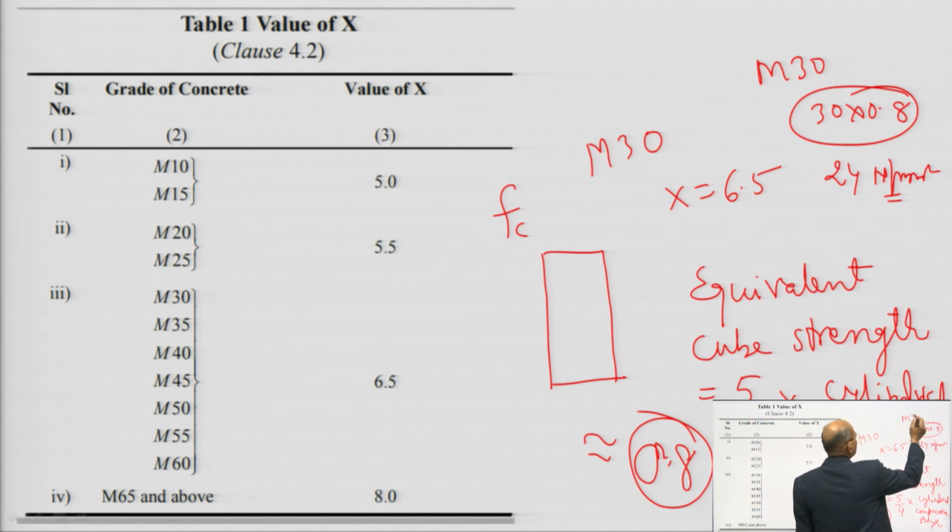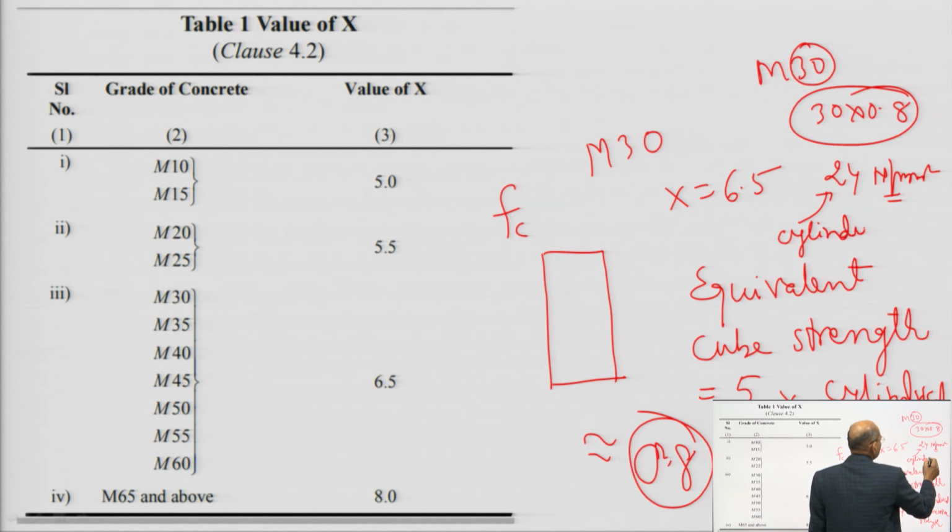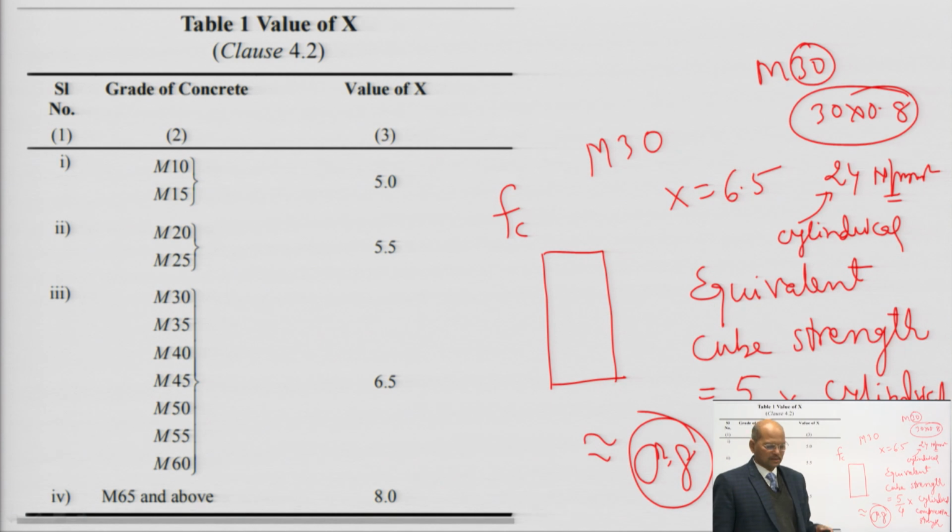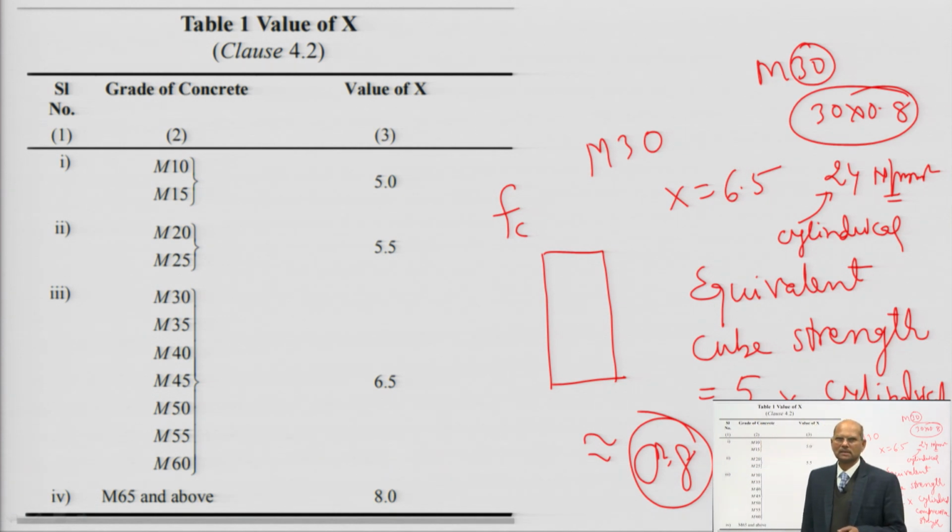Suppose this is a cylindrical strength, and suppose this is a cube strength. So the cylindrical strength will be lesser with respect to the cube strength due to the platen effect. That has been discussed during the testing of concrete, testing on hardened concrete.